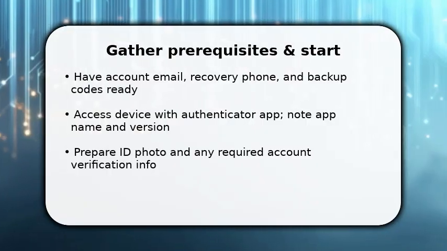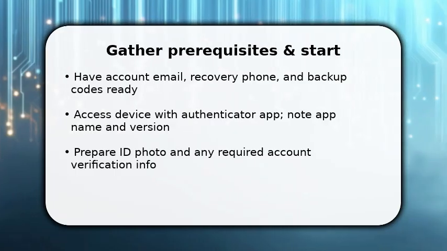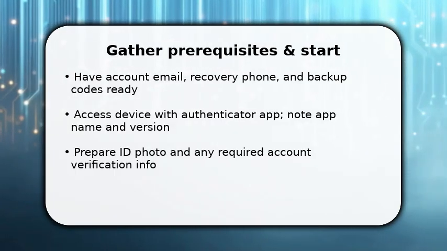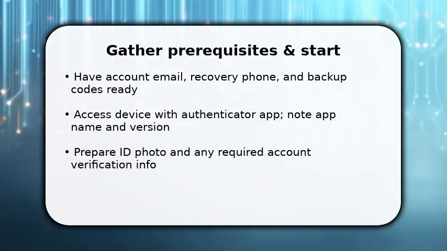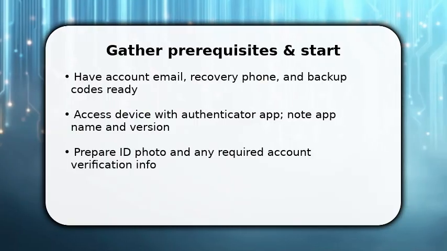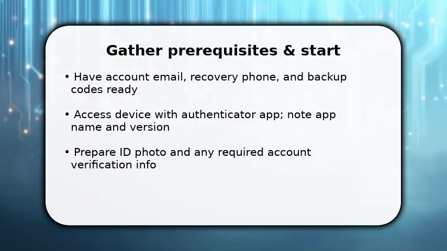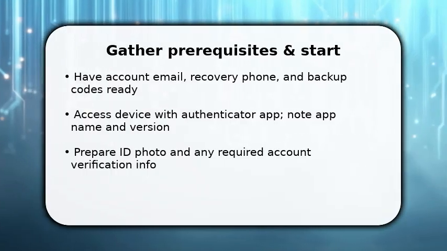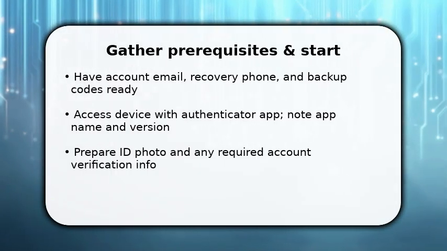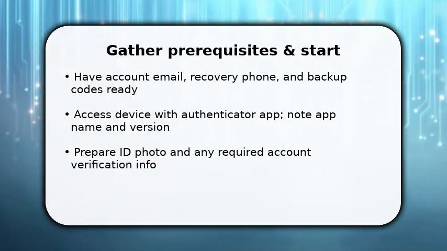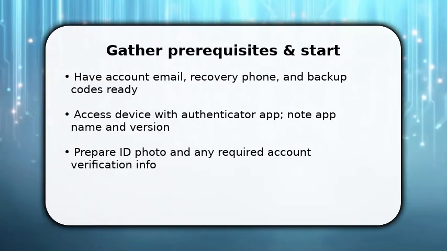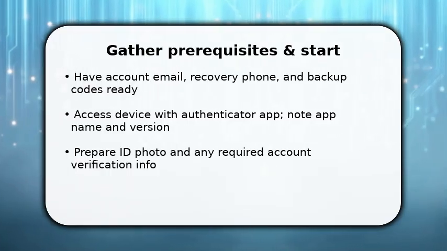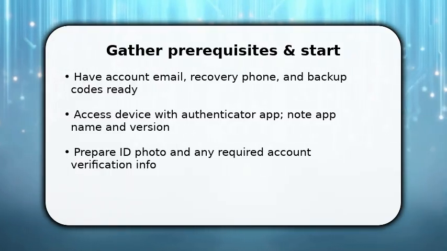You start by confirming prerequisites and taking the first steps immediately. Have your account email, recovery phone, and any backup codes in front of you. This saves repeated stops. Open the Authenticator app to confirm which account entries exist and note the app name and version. Once done, sign into the service's account recovery page. Choose the option to recover lost Authenticator key. Make sure to keep a secondary device or temporary email ready for verification messages.